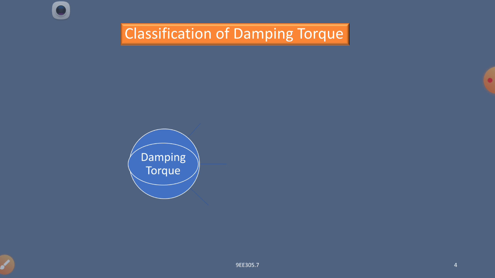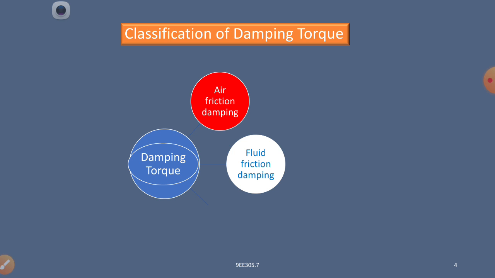Now, classification of damping torques. The damping torques are classified based on the media used to damp the oscillations. Here I use air as the damping media, which is air friction damping. Now here, instead of using air, I can use a liquid, then we can say this is fluid friction damping.